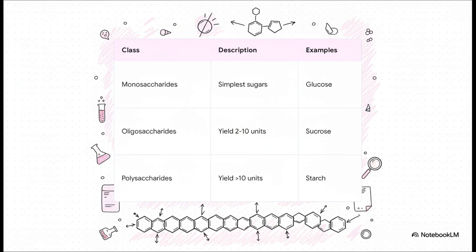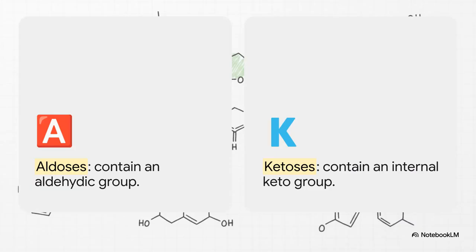Then, if you move up a level, you hit the oligosaccharides, things like sucrose and lactose. Break those down, and they'll yield a very specific number of monosaccharide units, usually anywhere between 2 and 10. And finally, you've got the heavyweights, the polysaccharides. Think starch, cellulose, glycogen. These guys will yield a massive number, way more than 10 sugar units, when they go through hydrolysis.